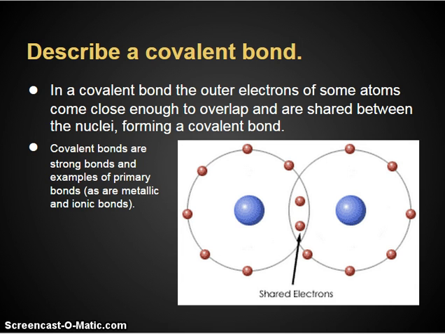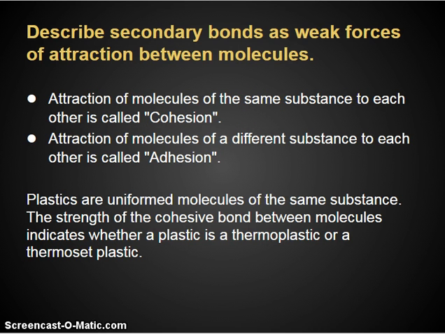Now, plastics are covalent bonded materials. A covalent bond is where the outer electrons of atoms are close enough to overlap, so they're shared between nuclei, which forms the covalent bonds. The other bonds are ionic and metallic bonds. Now, there are secondary bonds between these molecules as well. If they are molecules of the same substance that are attracted to each other, that's called cohesion. If it's molecules of a different substance attracting to each other, that's called adhesion.